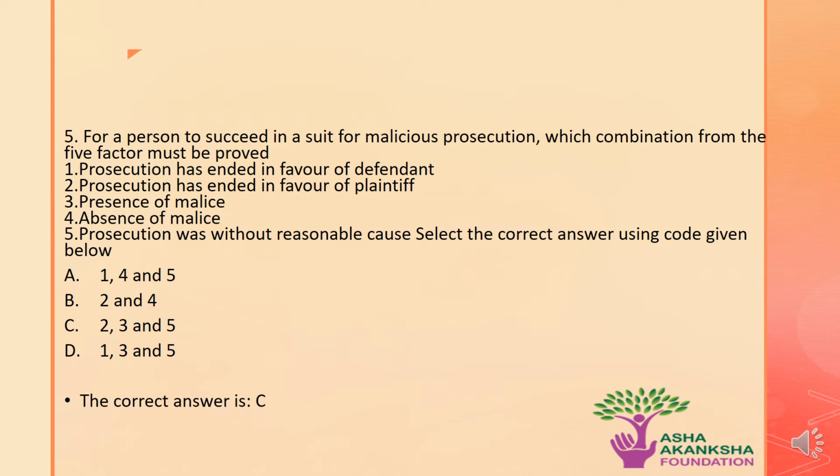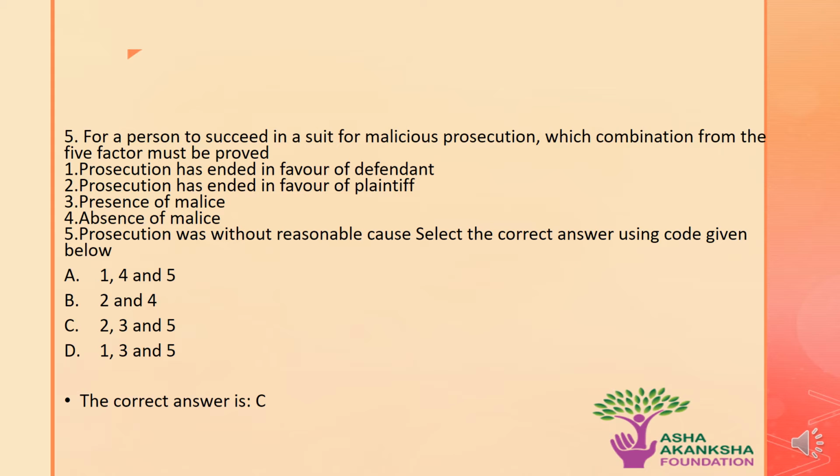The next question is, for a person to succeed in a suit for malicious prosecution, which combination from the five factors must be proved? The factors are: first, the prosecution has ended in favor of defendant. Second, prosecution has ended in favor of the plaintiff. Third, presence of malice. Fourth, the absence of malice. And fifth, prosecution was without reasonable cause.